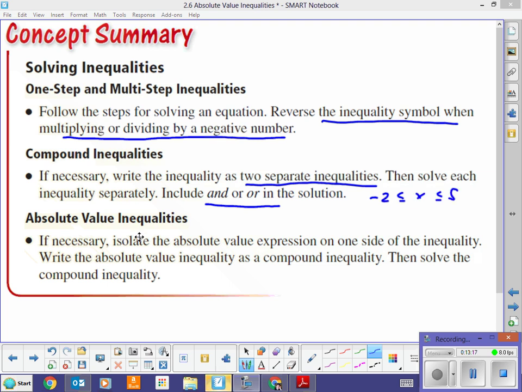And then absolute value inequalities: if necessary, and we say this all the time, isolate the absolute value expression on one side of the inequality. Isolate it first, then write it as a compound inequality. Those are the basic 1, 2, 3 things that we learned in this chapter. So only 3 real new things in this chapter, and that's it.